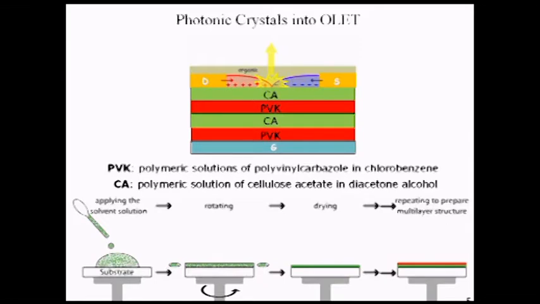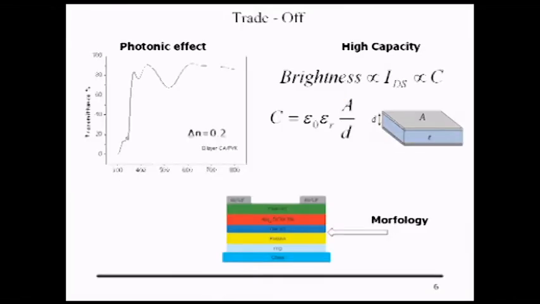You apply the solution on top of the substrate, the spin coater starts to rotate, and I use a hot plate for the drying process. You just repeat the previous step to obtain a multilayer structure.